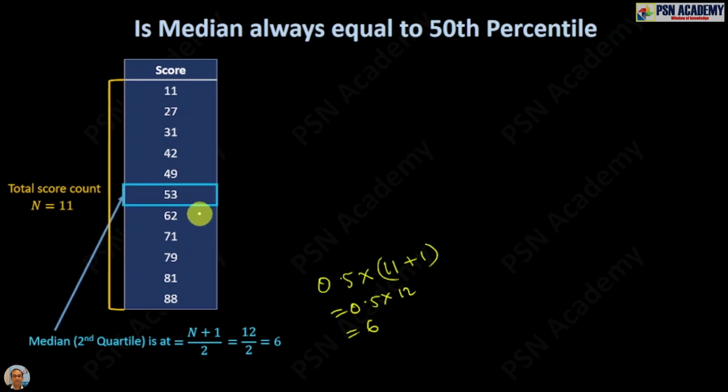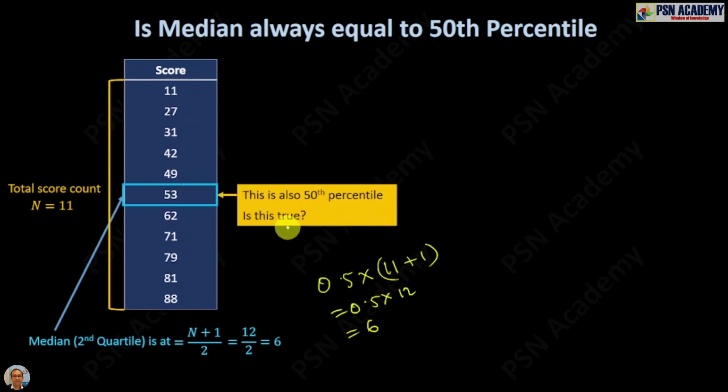So the median is standing at 53. So 53 is actually the median, and it is standing at the middle position, that is 6th position, I believe. Yes, it's 6th position. Okay, so 1, 2, 3, 4, 5 and 6. 6th position is coming over here. So this is also called 50th percentile. So is this true? That is a question. Previously it was all right. Yes, we got the median as 50th percentile, but in case of this odd number of score count, whether this is true here.